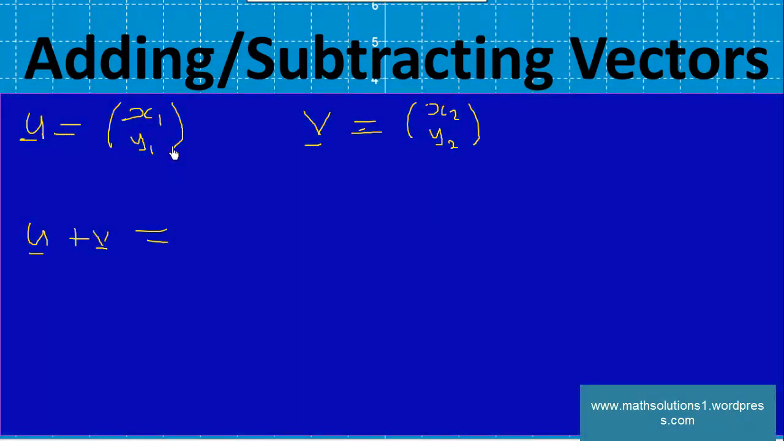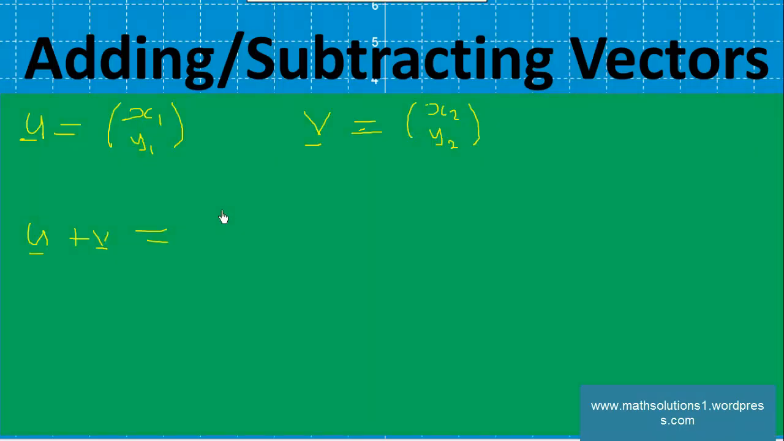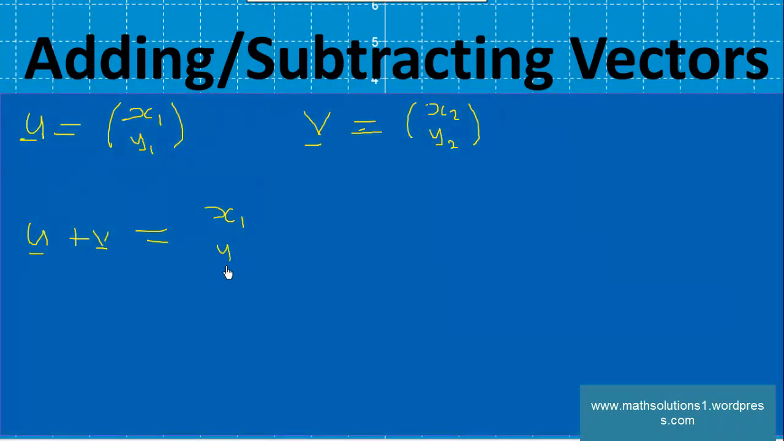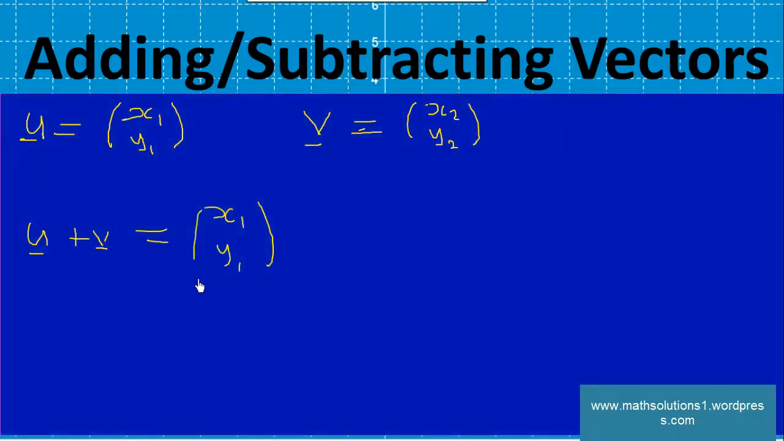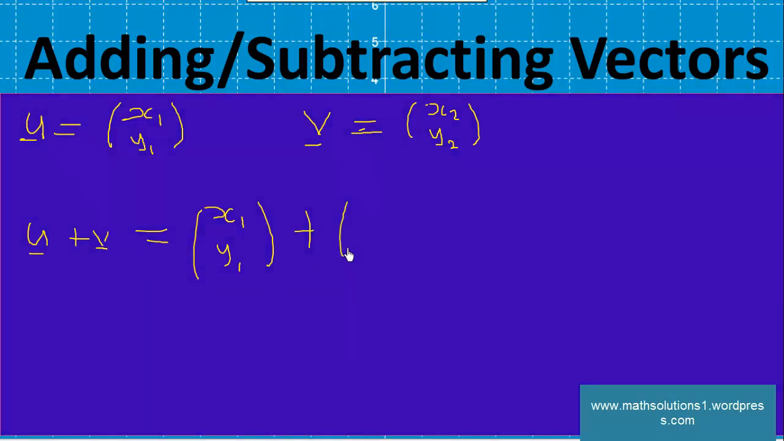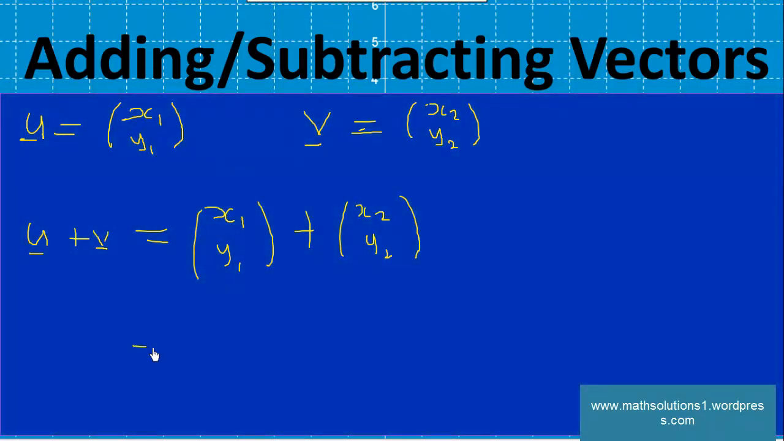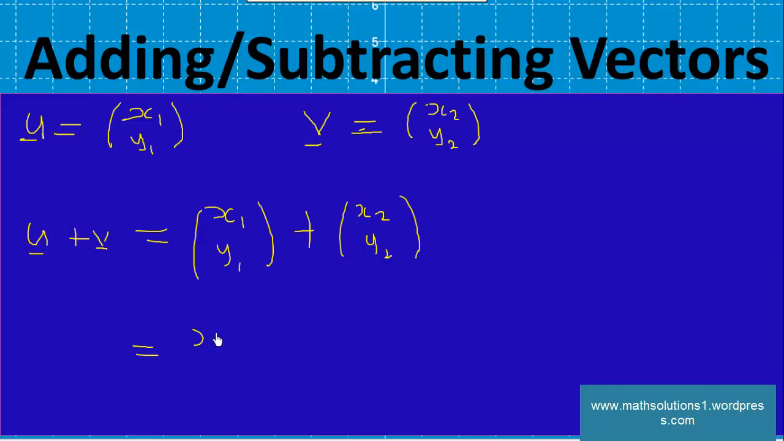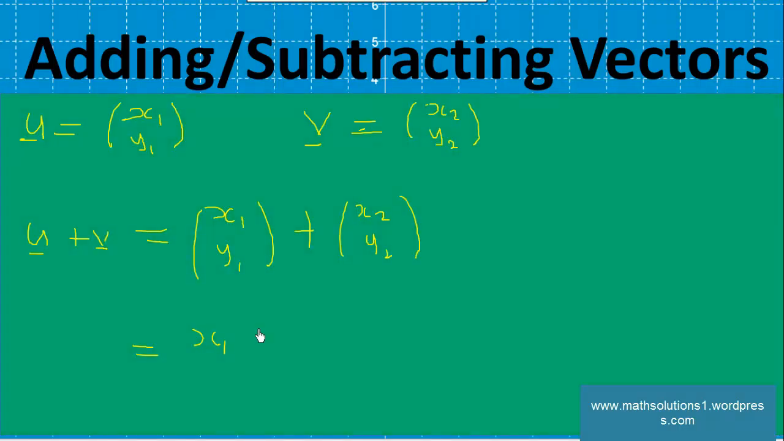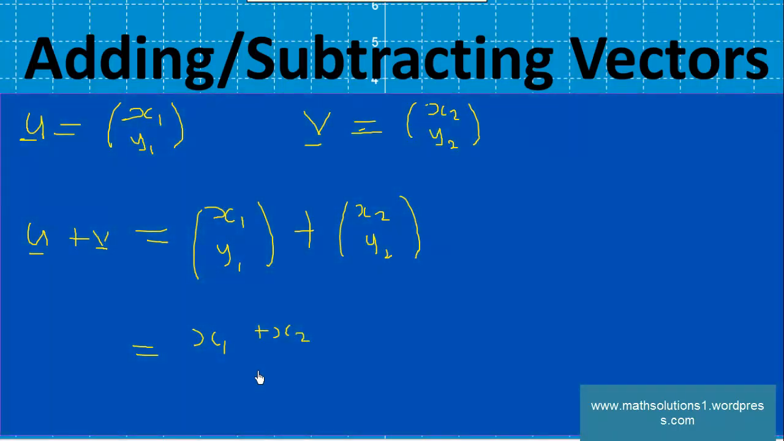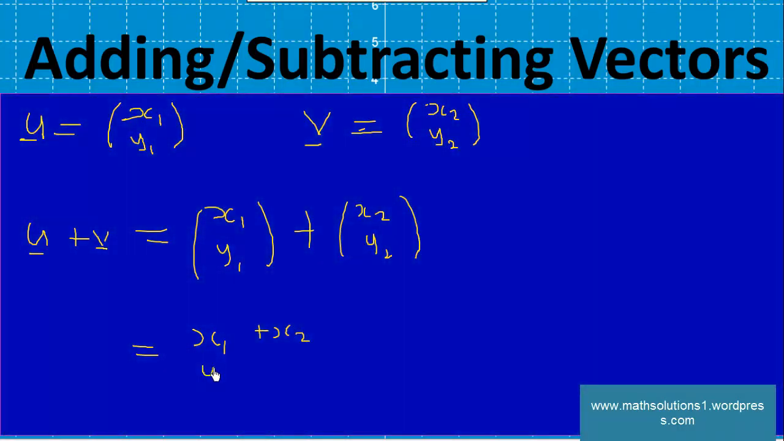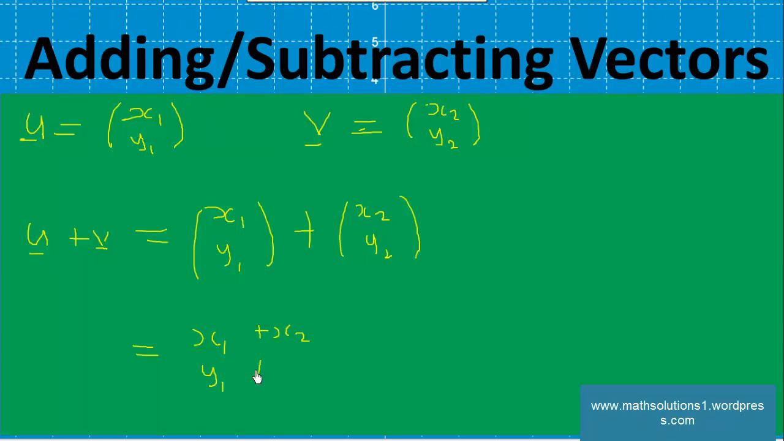U plus v will be equal to, we add corresponding components. So (x1, y1) plus (x2, y2). This will give us x1 plus x2, then y1 plus y2.